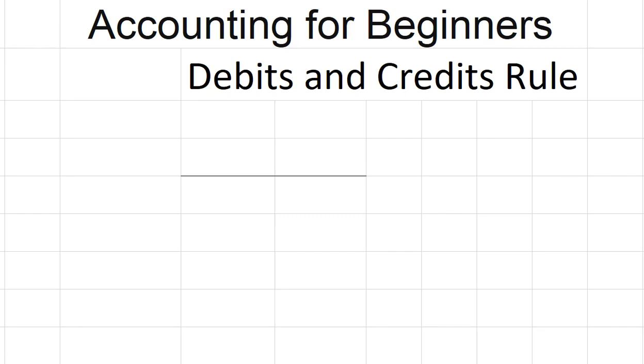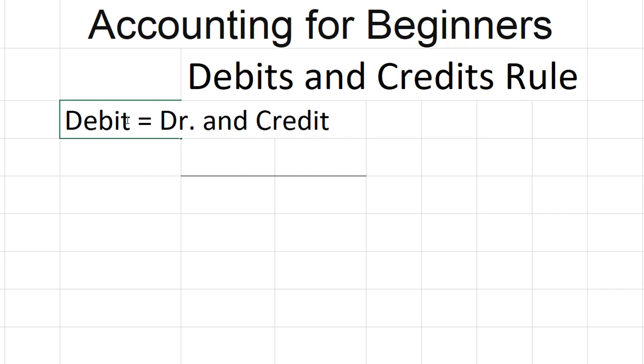Hi everybody, today I would like to teach you about accounting for beginners: the debit and credit rule. It is so important for accountants and for anyone who would like to study accounting. Debit is abbreviated as DR and credit is abbreviated as CR.